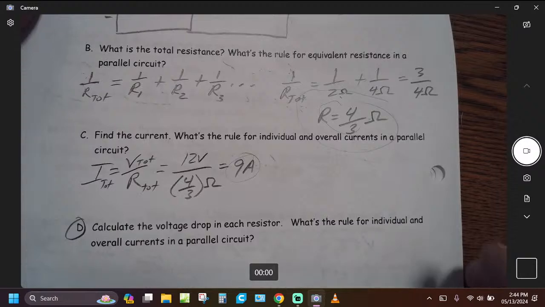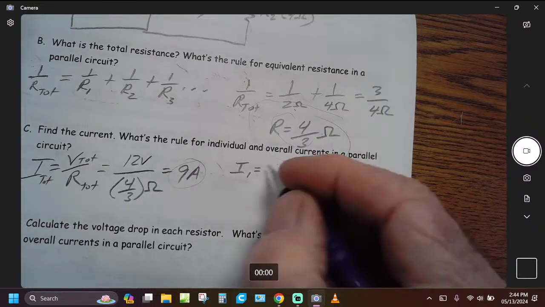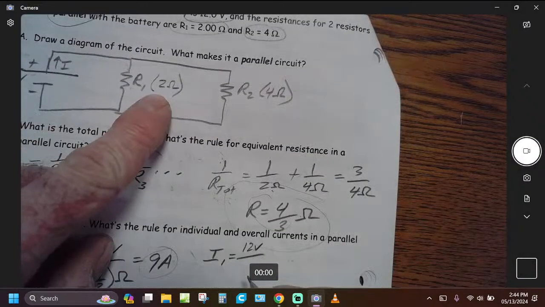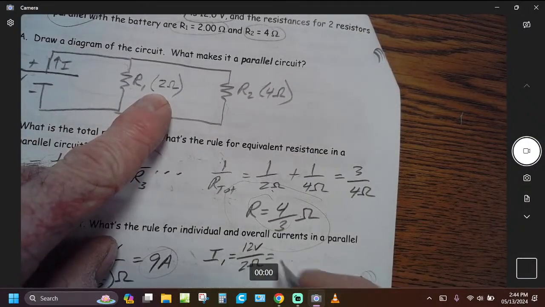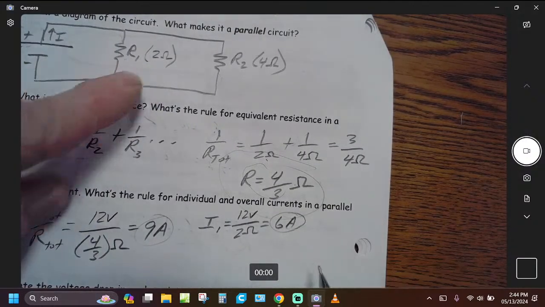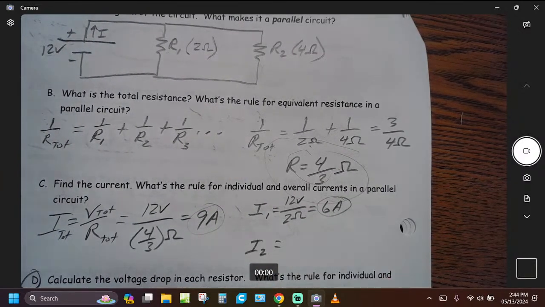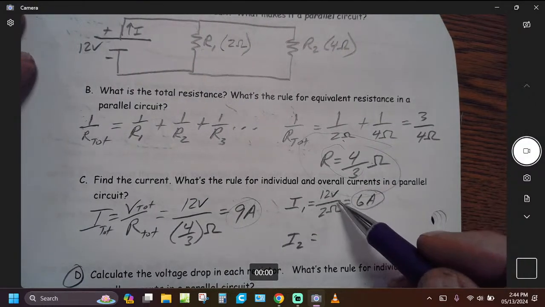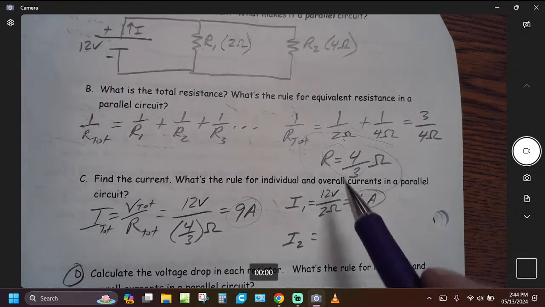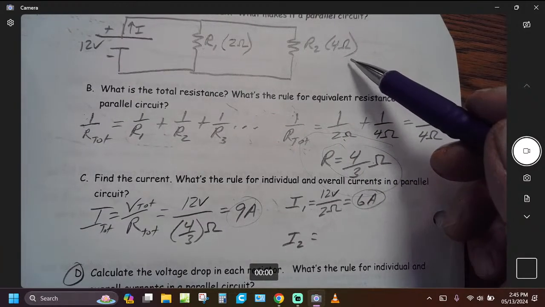So this is kind of out of order. But I'm just going to use that for these other ones. So I for the first resistor is going to be 12 volts over 2 ohms. And that gives me 6 amps. And really, at this point, if you're clever, you can just deduce what I2 is going to be. Does anybody know what I2 is going to be without doing this? Don't do 12 divided by that. What's another way of knowing that this is going to be 3 amps other than 12 divided by 4?